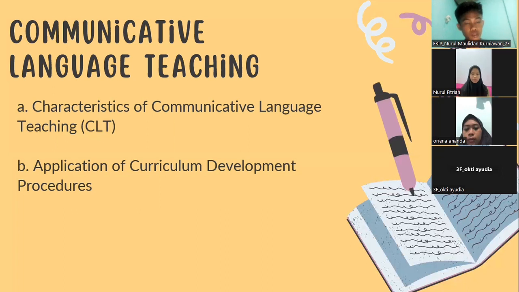And then B, application of curriculum development procedures. The first one is needs analysis. Conduct a thorough needs analysis to determine the specific language needs and goals of the learners. This includes considering their proficiency level, motivation, and the context in which they will use the language.